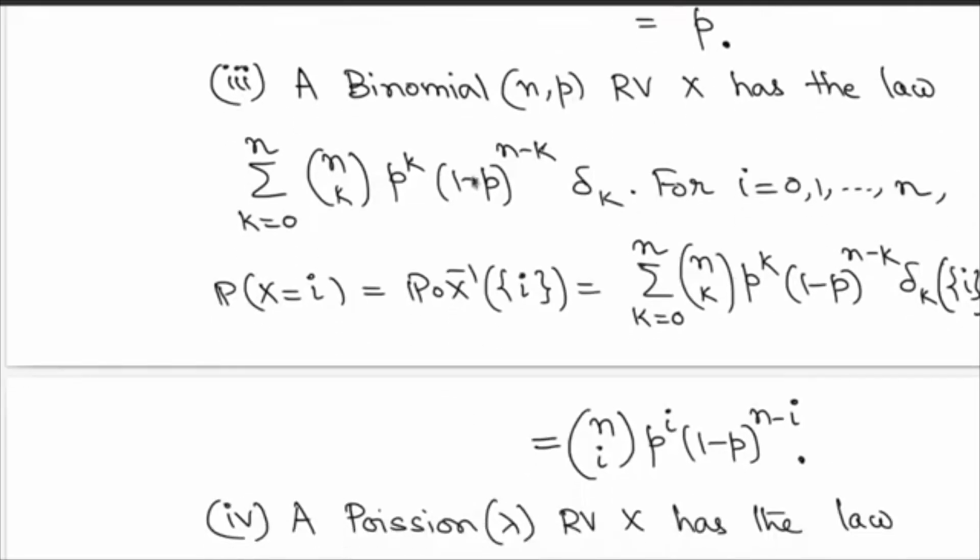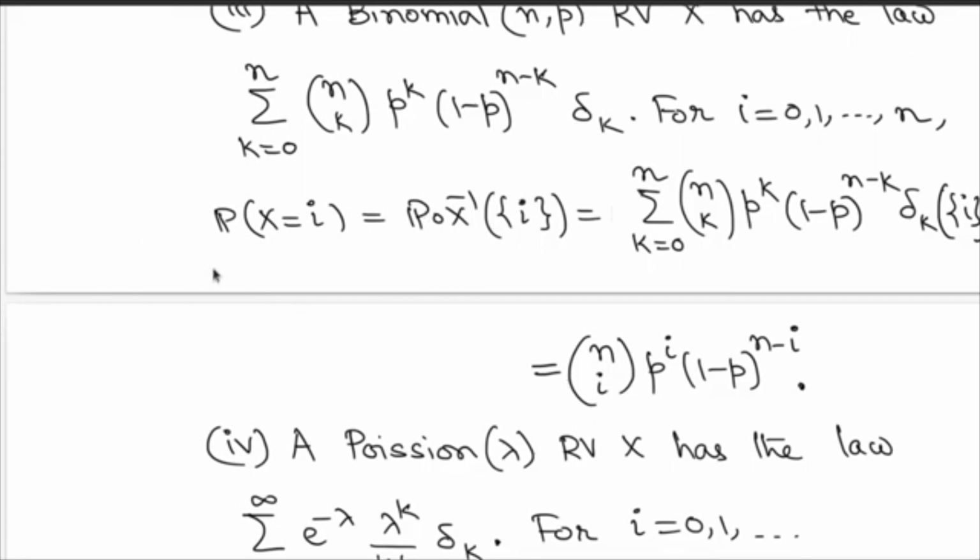Similarly, if you go to a binomial random variable with n being a positive integer and p being a number between 0 and 1, then you get a law which is now a convex linear combination of the Dirac masses with these scalars coming from the appropriate binomial coefficients. Okay, so here again, if you compute probability X equals i, you can simplify and you will exactly get this quantity, that is the probability mass function for a binomial random variable that you have seen in your basic probability course.